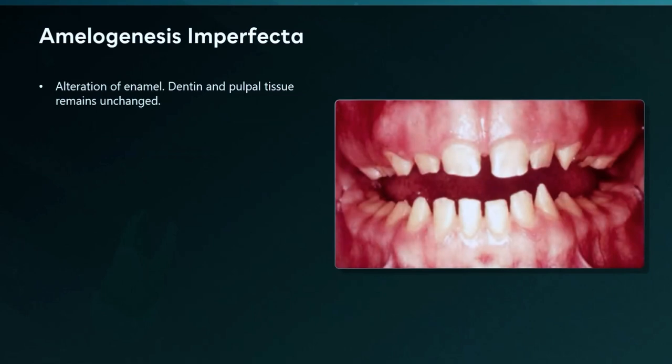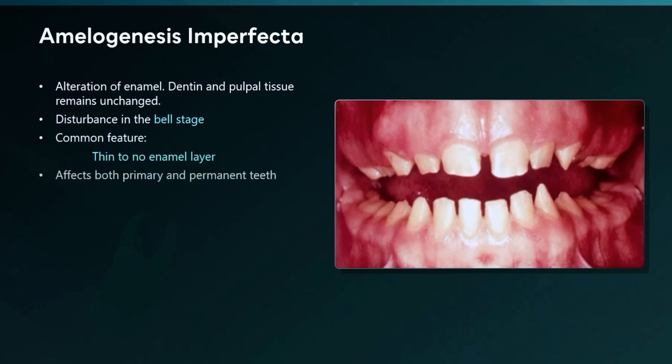Next, we'll discuss amelogenesis imperfecta. Amelogenesis imperfecta is a genetic condition characterized by alterations in enamel formation while the dentin and pulpal tissue remain unchanged. It arises due to a disturbance in the Bell stage of tooth development. This disruption affects the subsequent stages of enamel formation, leading to the characteristic thin or absent layer of enamel observed in individuals with this condition.